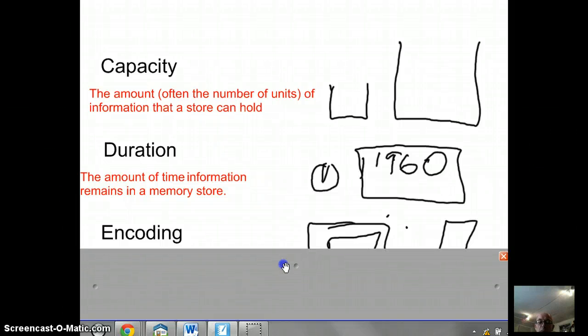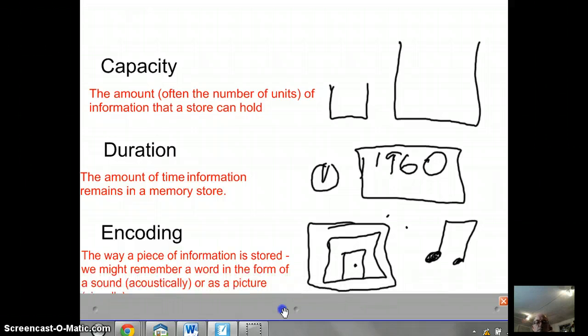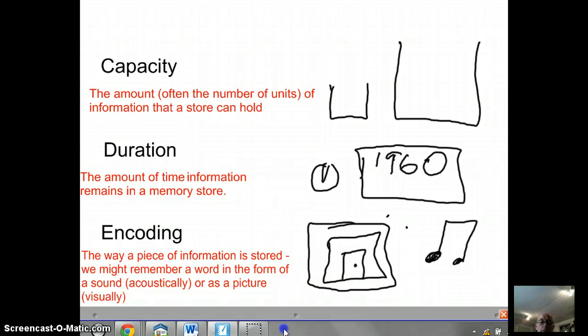Now, here's an important one, and it's quite an interesting idea. It's the idea of encoding, and this talks about the way a piece of information is stored in a store. So, for example, we might remember a word in the form of a sound, and that's called acoustic encoding. We might remember it as a picture, and that's known as visual encoding.